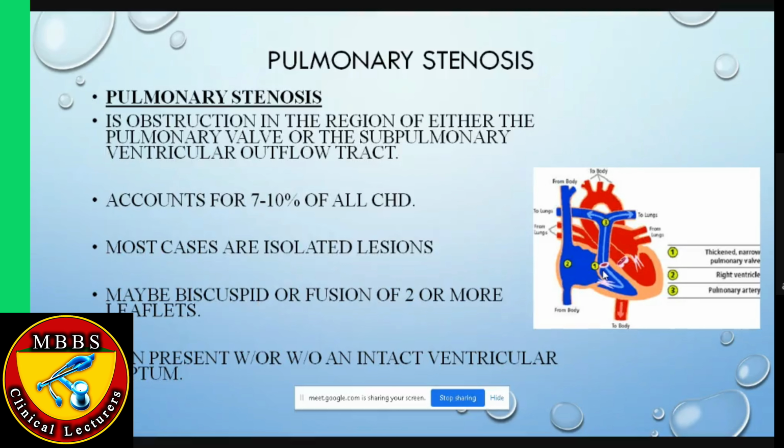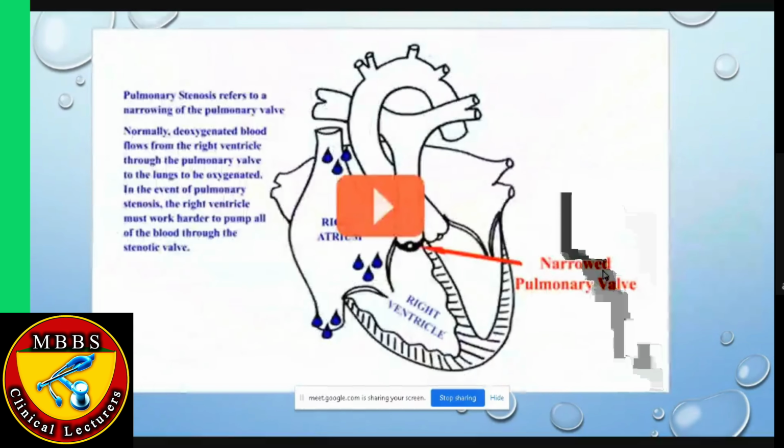Now, mostly they are isolated lesions, but a bicuspid valve or fusion of two or more leaflets may occur, and they can present either with an intact ventricular septum or with a defect. It can be with or without a ventricular septal defect. So there is no rule that the ventricular septum is going to be present or absent in pulmonary stenosis.